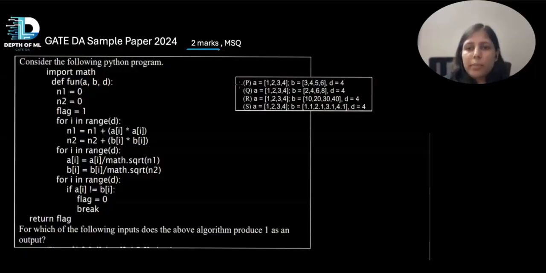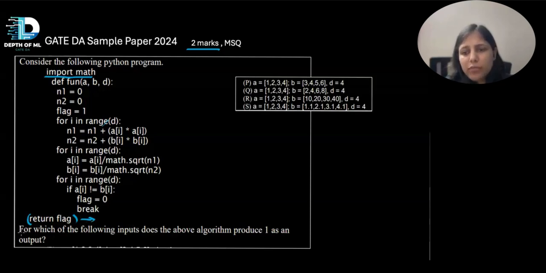So let's start. It's saying consider the following Python program. They have given you a Python program. There is this import statement. There is a function that is doing something and returning some flag. Actually, the indentation of this program is slightly incorrect. It should be a little to the right.